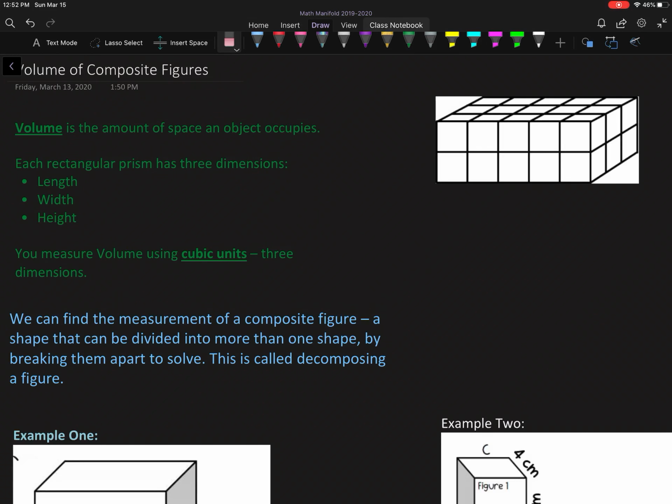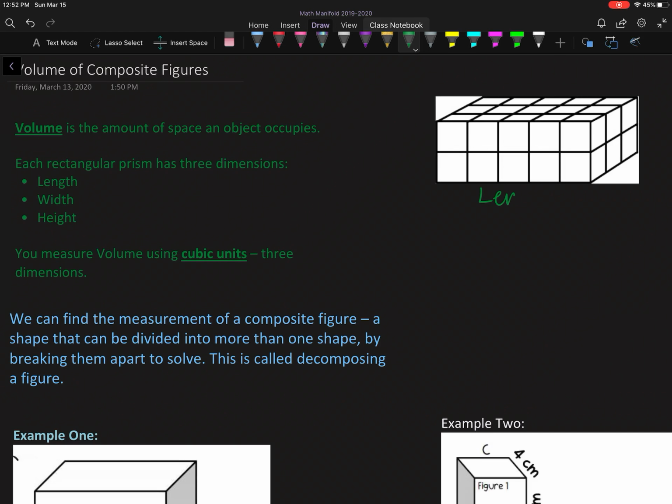Today we're going to apply our understanding of volume of a rectangular prism to volume of composite figures, where we're going to put two rectangular prisms together to find the volume of. So we know from science that volume is the amount of space an object occupies, and when we have a rectangular prism, it has three dimensions.